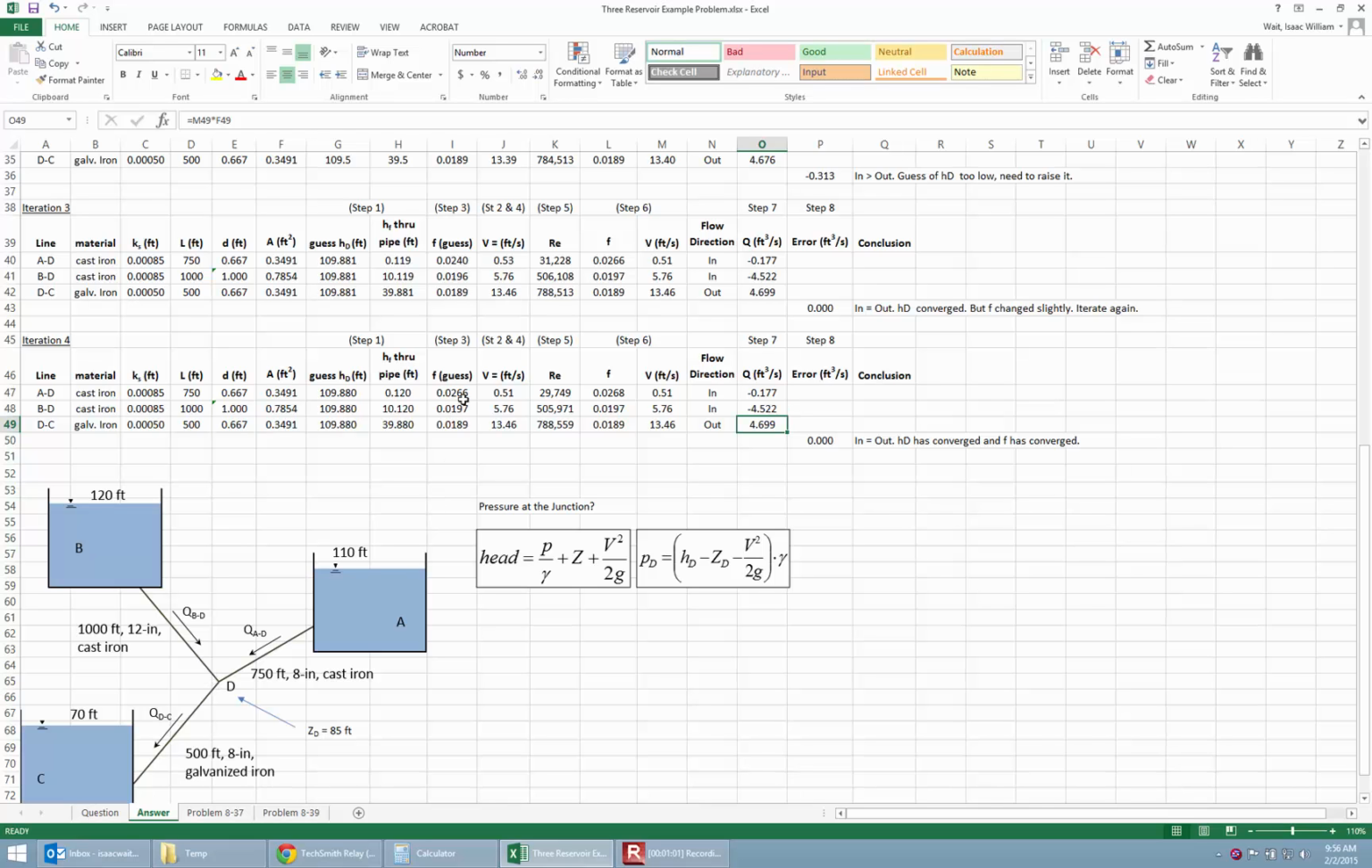So remember, in our final iteration, we had our correct guess for the head at D. That is, this is the total energy there is at D. So that if you know the elevation, if that's given in the problem statement, you can rearrange what is head in order to solve for the pressure at D. So the pressure at D is going to be the head minus its physical elevation minus the velocity head multiplied by the unit weight of water.